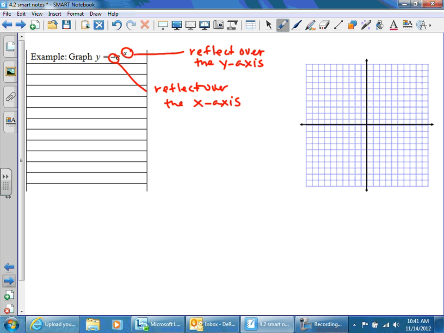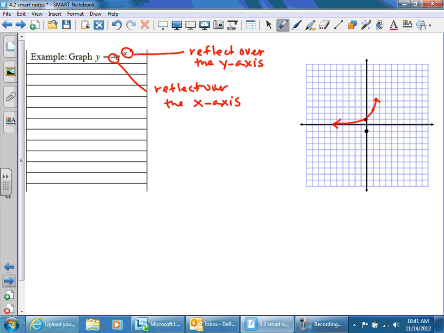So first thing I'm going to do is go ahead and get e back up there. So at 0, I'm at 1. At 1, I'm at 2.7-ish. Looks something like this. That horizontal asymptote at 0. And then I'm going to take this point right there, and I'm going to reflect it over the x-axis and over the y-axis. So when I reflect over the x, it comes down here, and the y, it just stays because it's right on the y-axis.